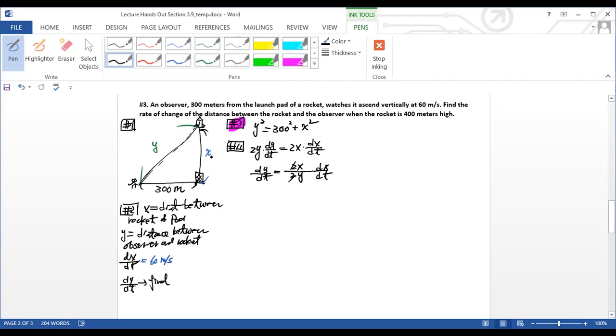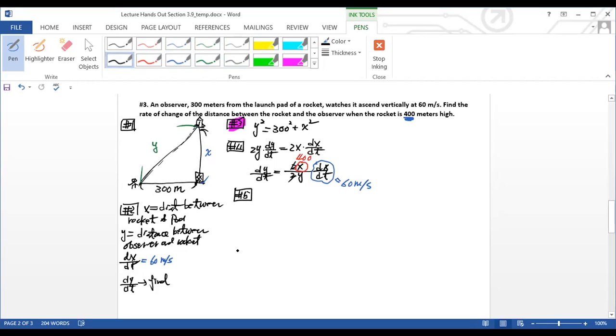Okay, so now after we do that, let's take a look at number 5. Let's try to find it, right? So the dx/dt, this one here, we know this is 60 meters per second. Now we need to know what x and y are here. It said they want to find the rate of change when the rocket is 400 meters high. So what does that mean? That means my x here is 400 meters high.